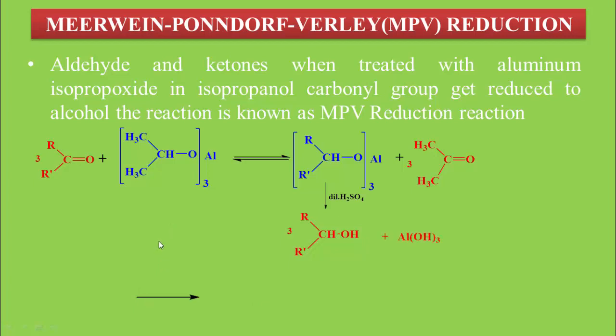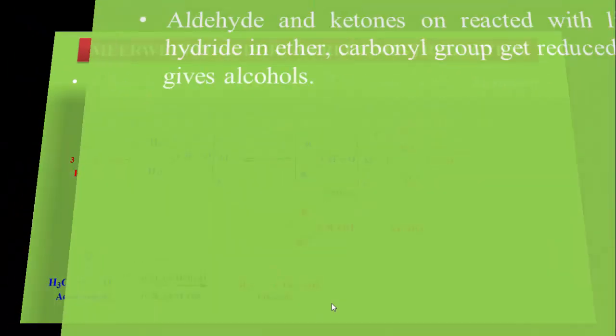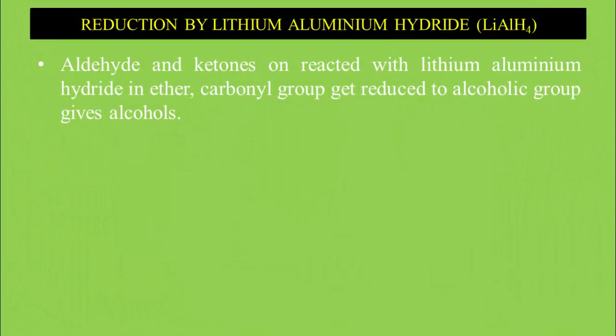If we discuss another example of the Meerwein-Ponndorf-Verley reduction, that is acetaldehyde. Acetaldehyde, when treated with aluminium isopropoxide in the presence of isopropanol, produces ethanol. It means acetaldehyde is converted into ethanol. The next is the reduction by lithium aluminium hydride. This lithium aluminium hydride is represented as LiAlH4. This is a powerful reducing agent.